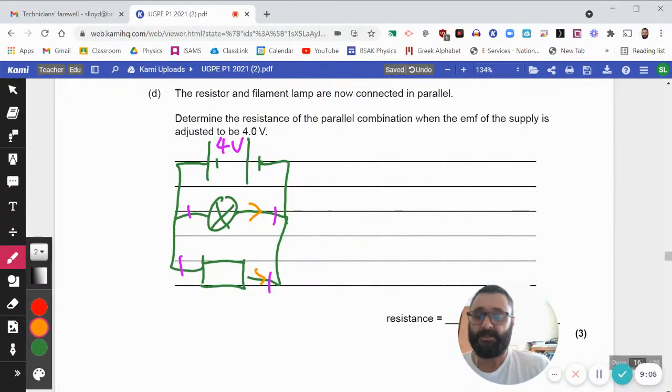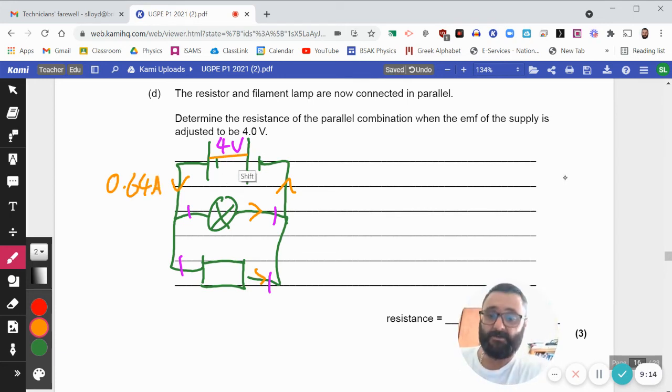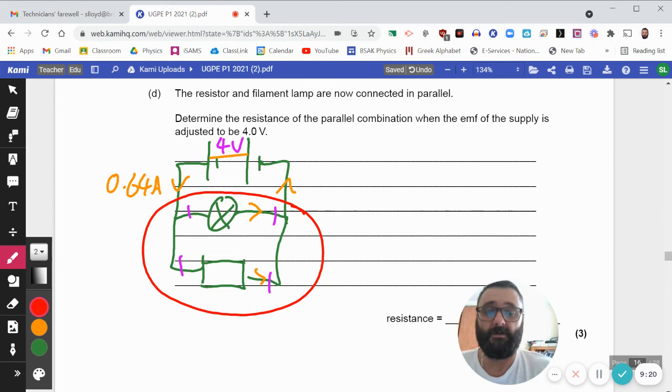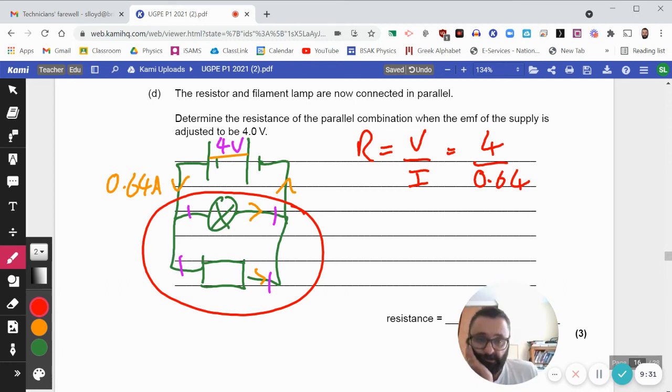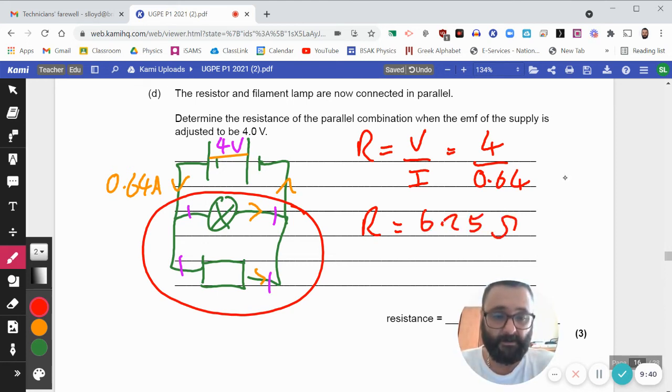So let's go back to our circuit. So we now have 0.64 amps. That's the total current in the circuit. That's the total voltage applied to the circuit. We want to know the total resistance in the circuit. So resistance is voltage over current. It's 4 over 0.64. So the total effective resistance of the bulb and the resistor in parallel is 6.25 ohms.